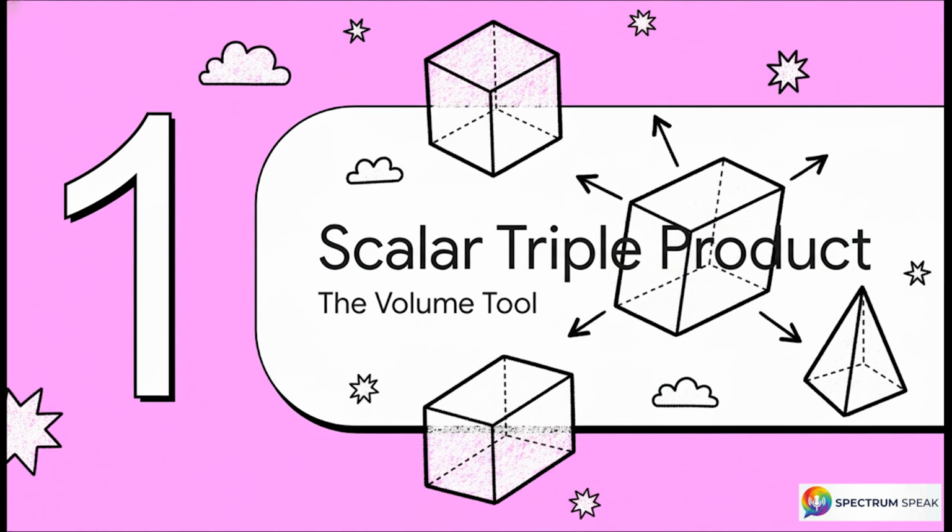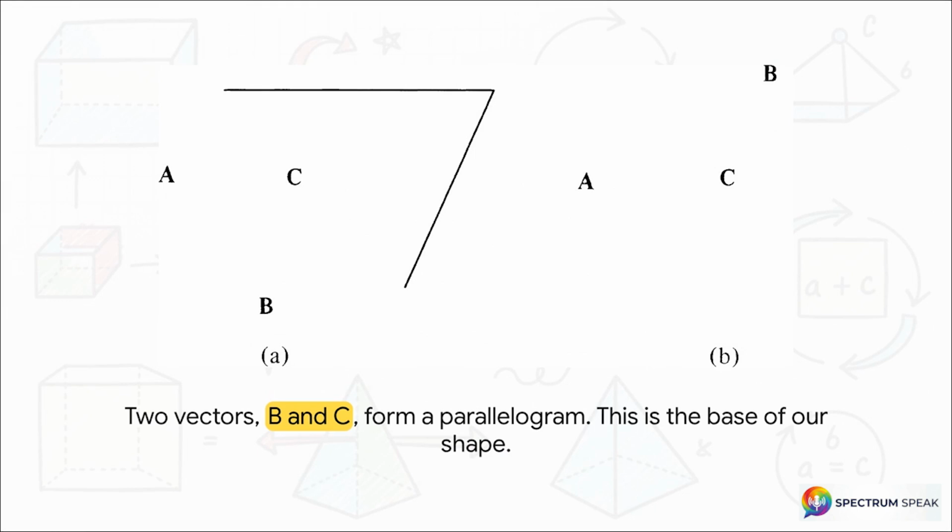Okay, first up, let's tackle the scalar triple product. And look, before we even think about formulas, I want you to lock this one idea in your head. Its job, its whole purpose in life, is to find the volume of a 3D shape, a shape made by three vectors. That's it. It's a volume tool. So let's build this thing from the ground up.